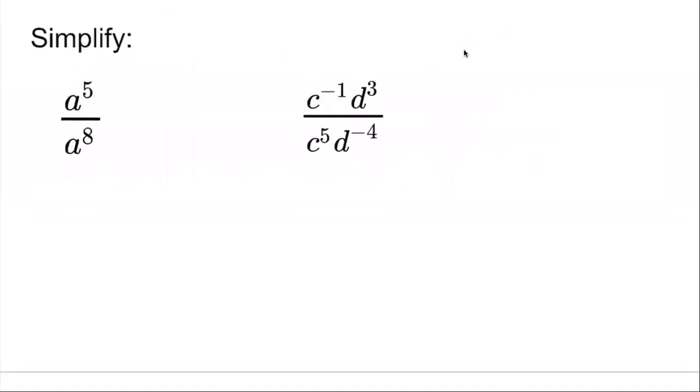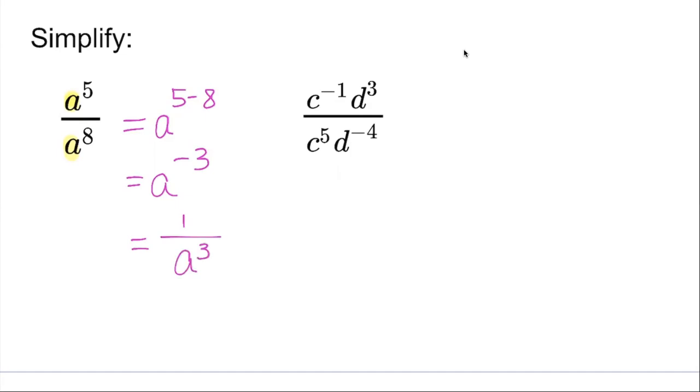We practice. The first one, simplify A to the 5th divided by A to the 8th. So again, we're dividing with the same base. The base is A. So when dividing with the same base, we'll just subtract the exponent, so 5 minus 8, which is negative 3. Because the exponent is negative, we have to flip it, move it to the bottom, and lose a negative, become A to the 3rd power.